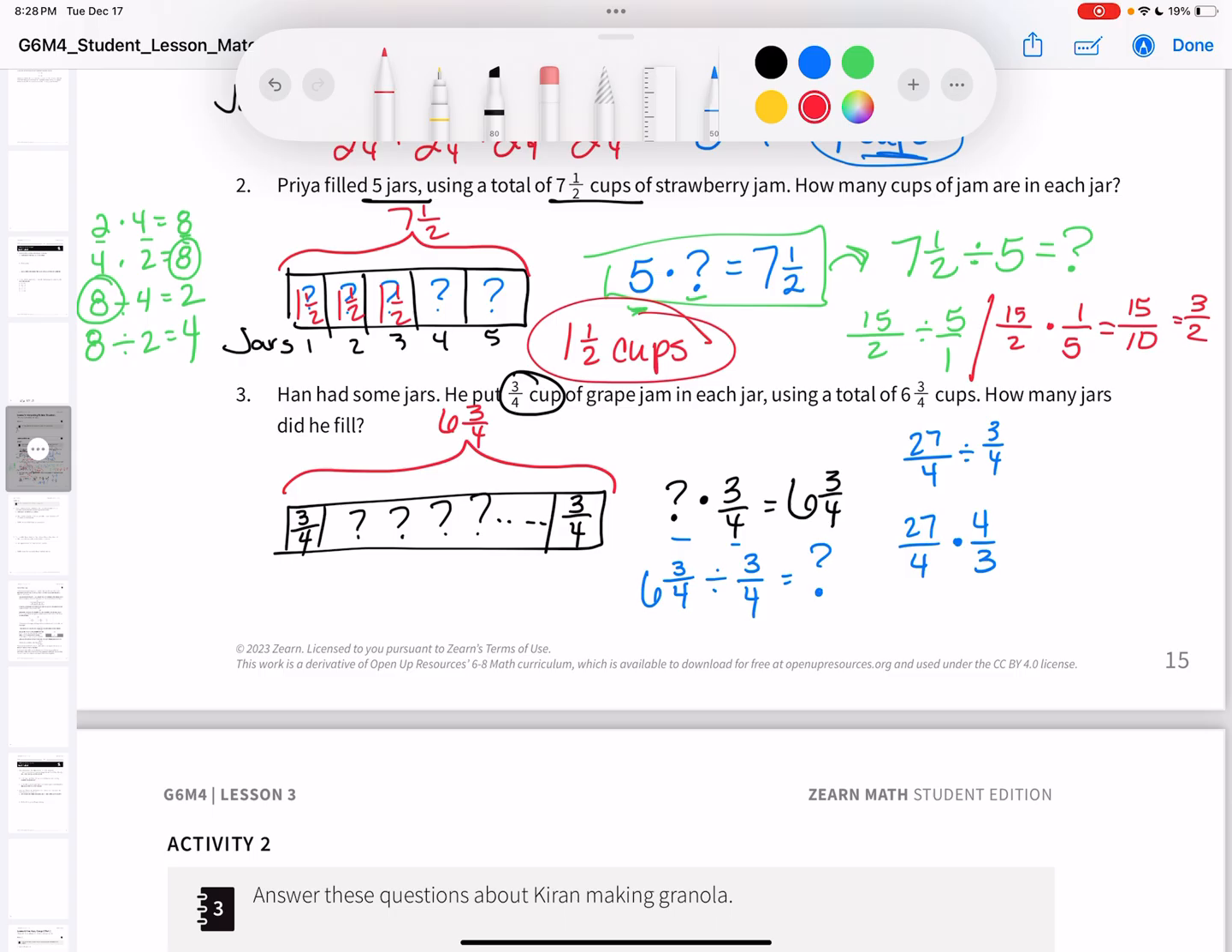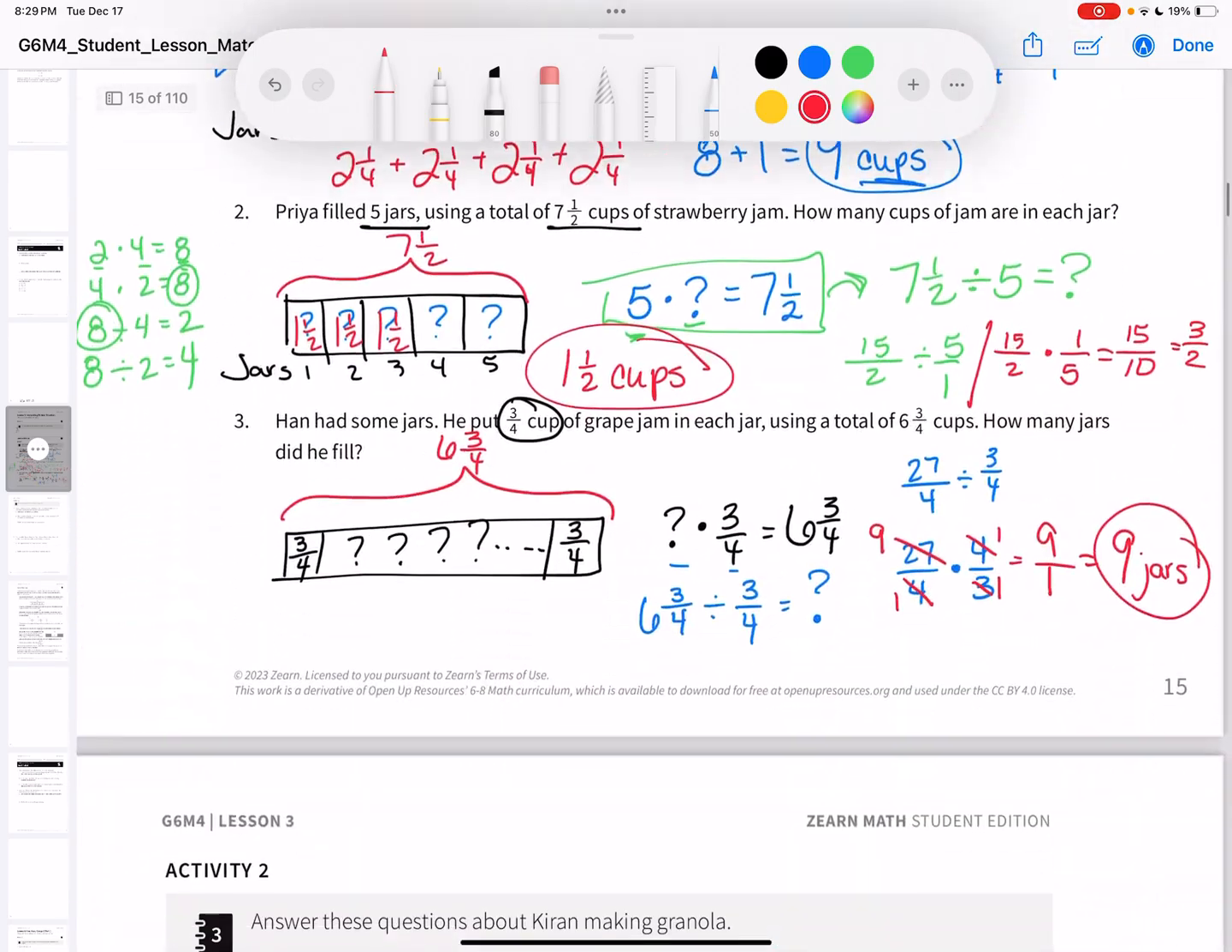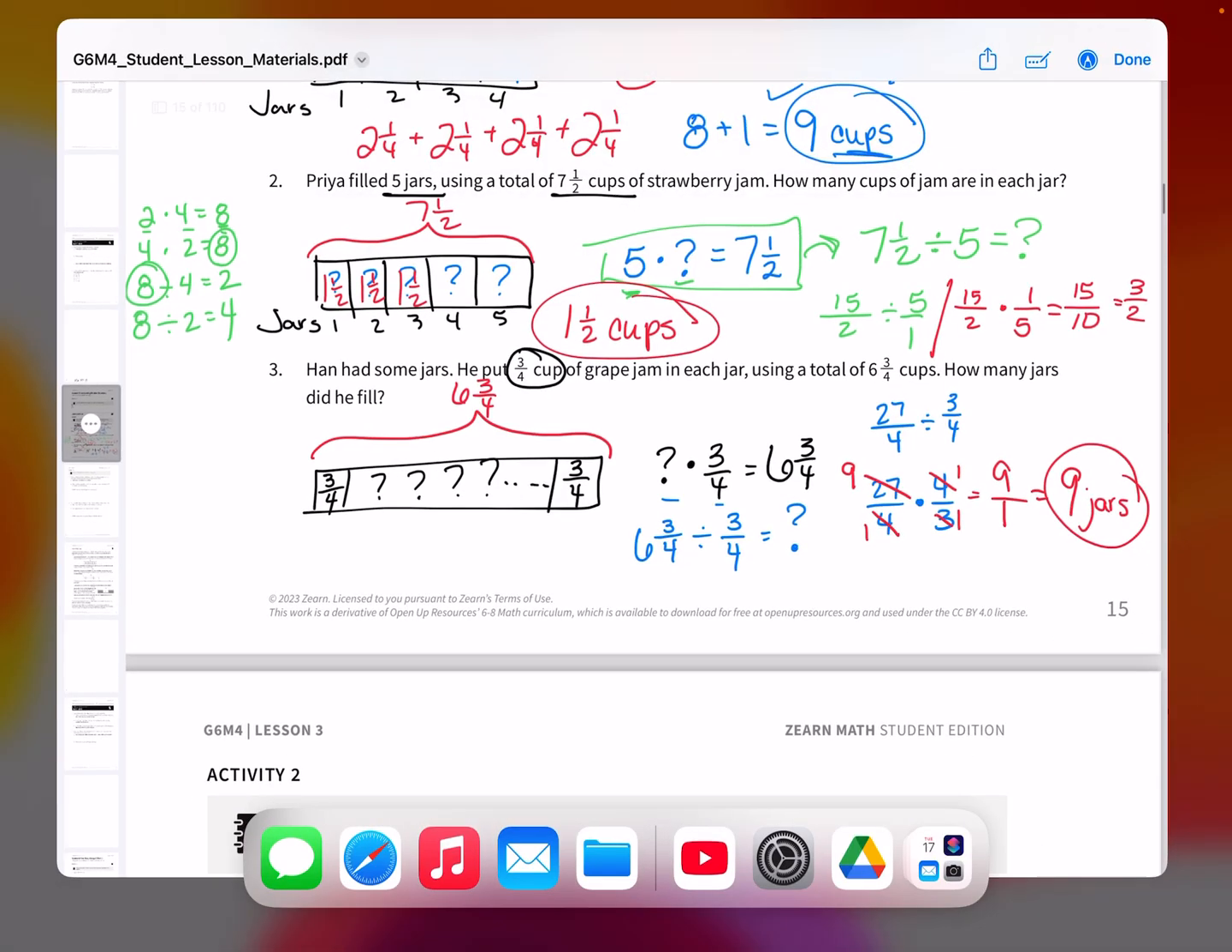So 4 goes into 4 one time. 4 goes into 4 one time. 3 goes into 3 one time. 3 goes into 27 9 times. 9 times 1 is 9. 1 times 1 is 1. So that equals 9. So we have 9 jars that they fill. Woo! Okay.